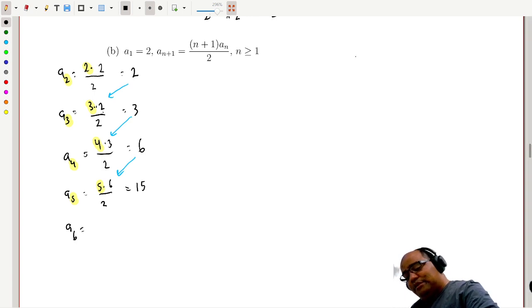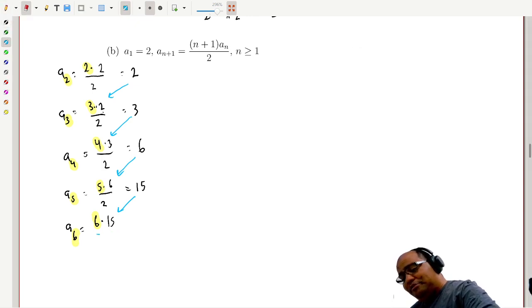a_6. Let's see here: 6 times 15. Let's do our matching here, and then we're going to divide by 2.